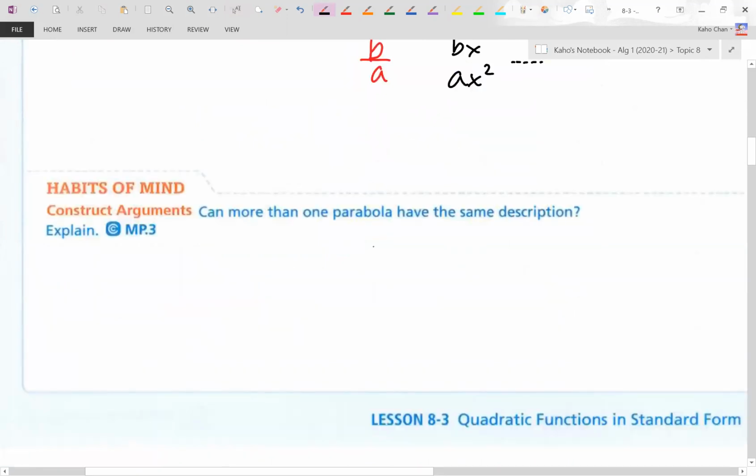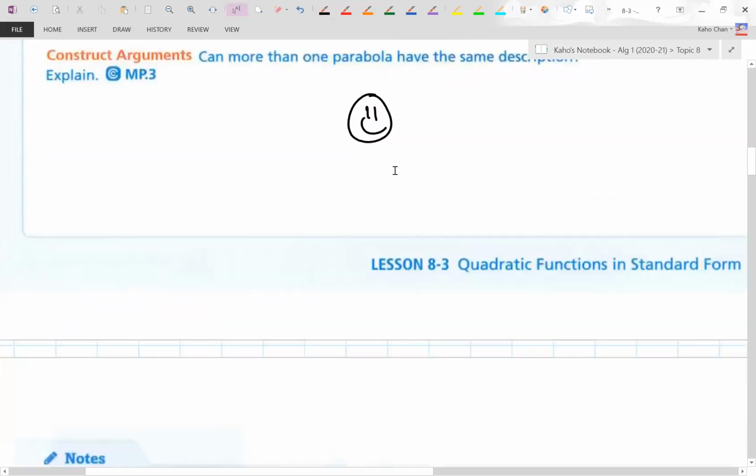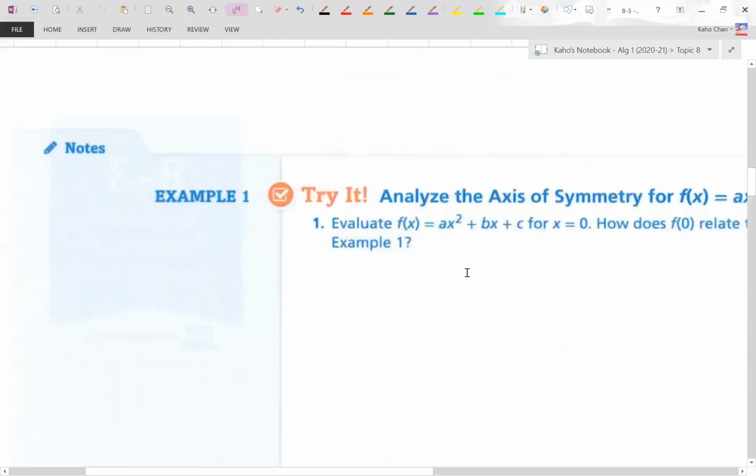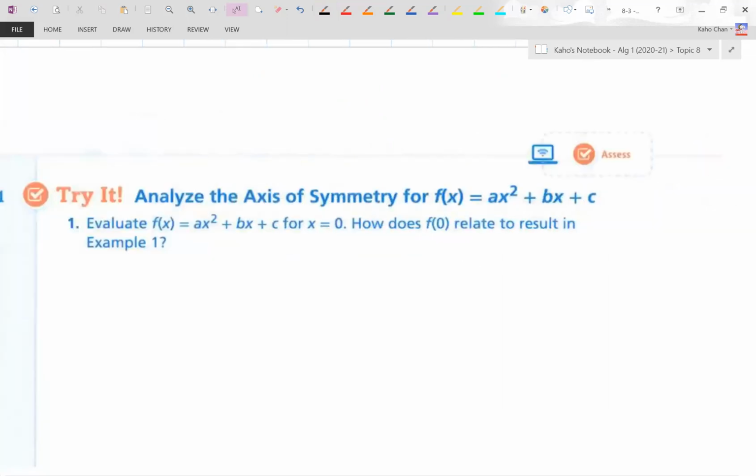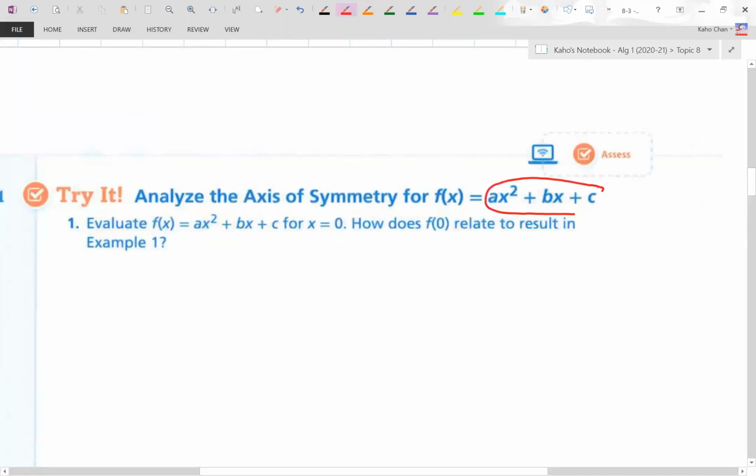Let's do that. So some of you are wondering, hey, is this just like the last section with the vertex form? The answer is kind of no, but we're looking for the same parts. When that is the case, especially for example 1, this is called standard form here. Ax squared plus bx plus c. Let's write that down.